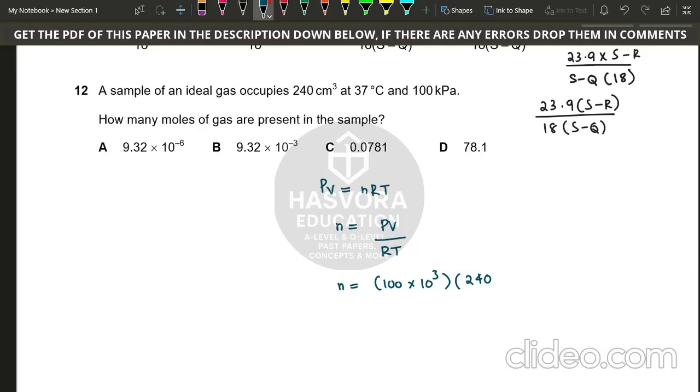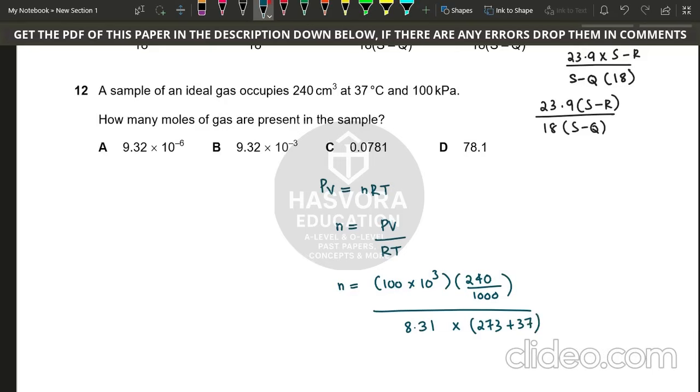Okay, and it is in the cm cube. This means I have to divide by 1000, and then divide by the RT. What is R? It is the molar gas constant, which is 8.31, and T is the temperature in Kelvin, so 273 plus 37. So when you obtain the answer, let's see what it will be.